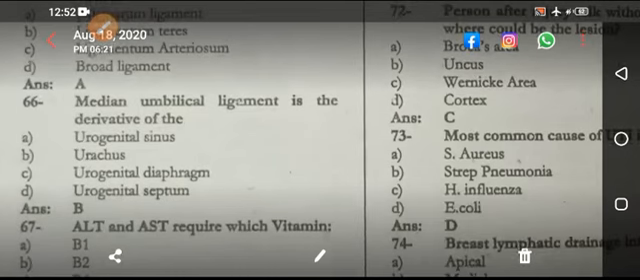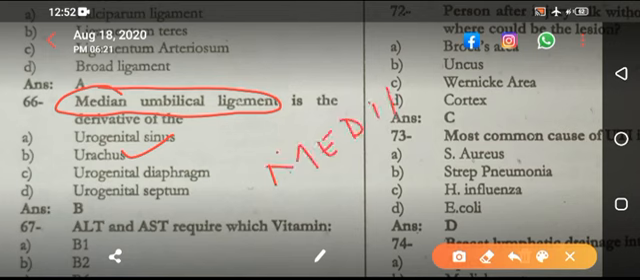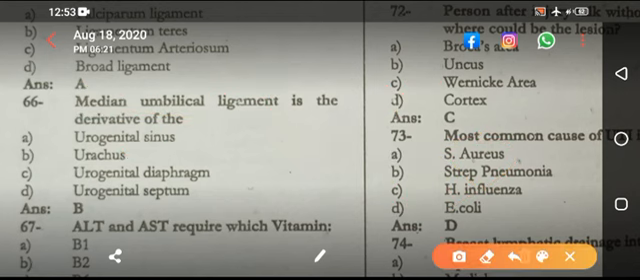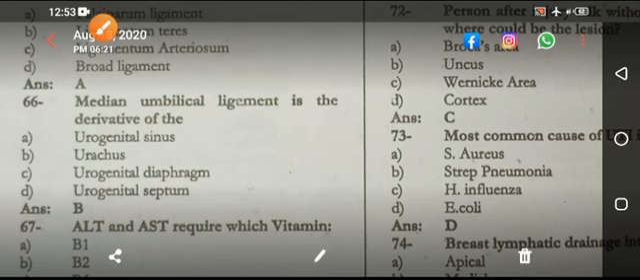So, 66. The median umbilical ligament, it is formed by urachus. The medial umbilical ligament is formed by umbilical arteries. That is the remnant of umbilical arteries. The lateral umbilical ligament contains what? Inferior epigastric artery and vein. So that is the 3 MCQs with this thing.